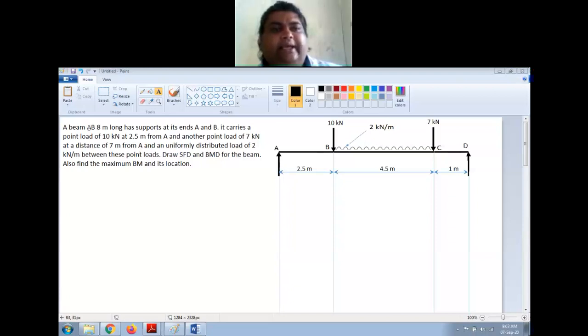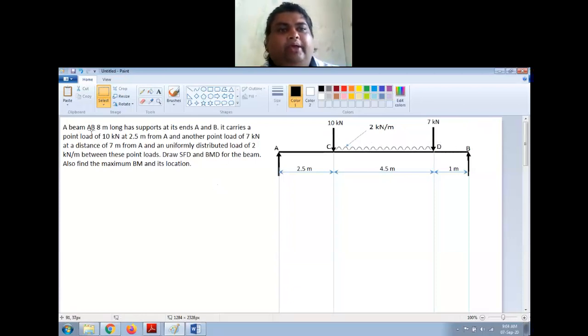So it says it's an 8 meter long beam, so I have drawn a horizontal line. I just change the points. So if you want, let us keep it as it is. The beam is AB, and let us say I have point loads at C and D, right?